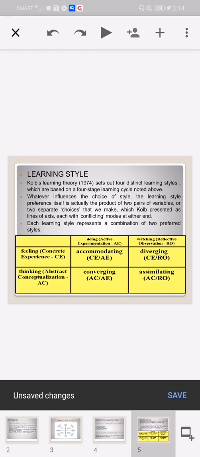Lastly is converging. It is a combination of thinking and doing. People with a converging learning style can solve problems and will use their learning to find the solutions to practical issues. They prefer technical tasks and are less concerned with people and interpersonal aspects.